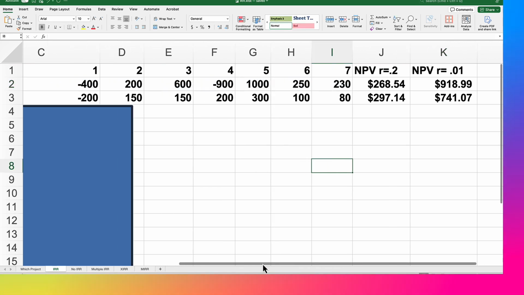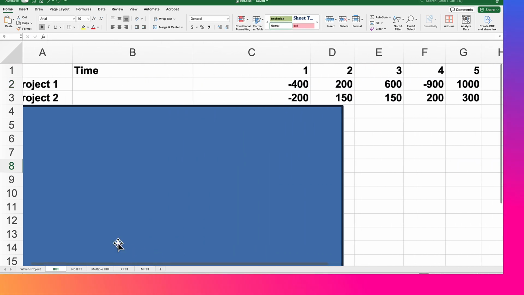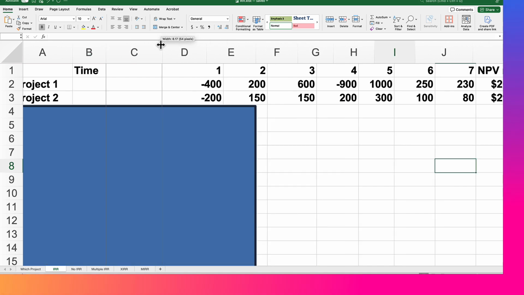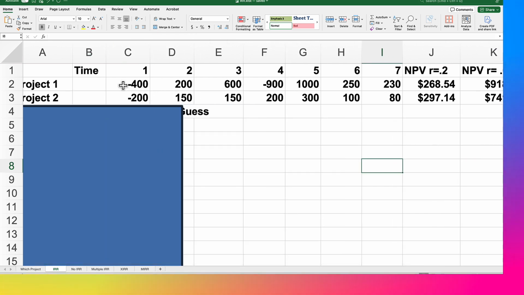So let's look at two examples here. There are two projects, and the cash flow is recorded. For project 1, in the first year there is a cash outflow of $400, and for year 2 to year 7, there will be inflows of cash. And for project 2, the outflow of cash in year 1 is $200, and then there will be positive cash flows for year 2 to year 7.